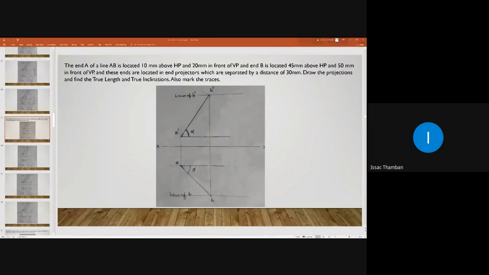What's your total strength? Class strength? 56. So there are 7 absentees. They will be in trouble in the next class.